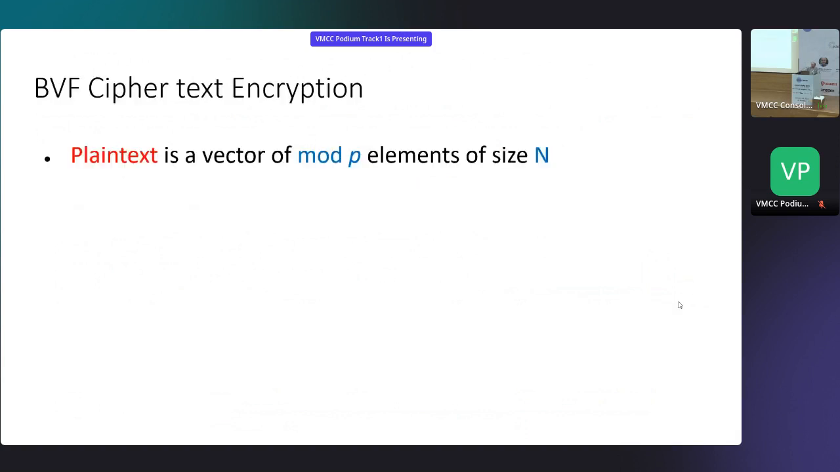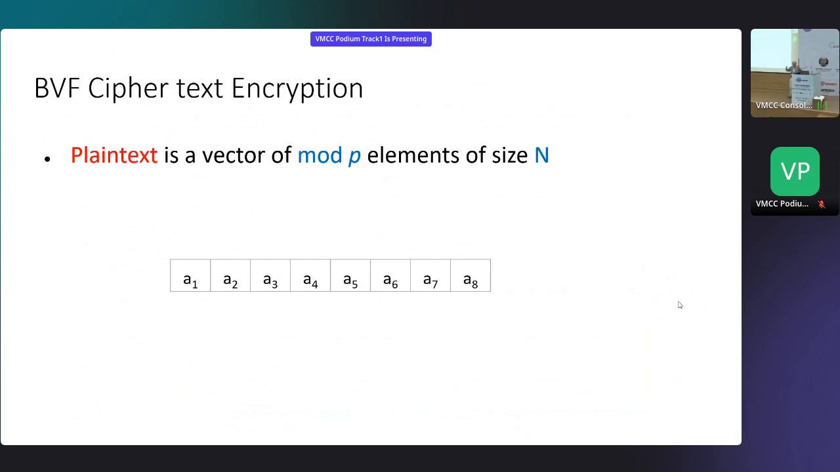So the way this whole thing works is the plain text is a vector of entries, all of them modulo p. So you have N entries, capital N. Here is some notation that I'll be using throughout the rest of the talk, so you need to just remember these. Capital N is the size of the vector. In the plain text, each entry is modulo p.